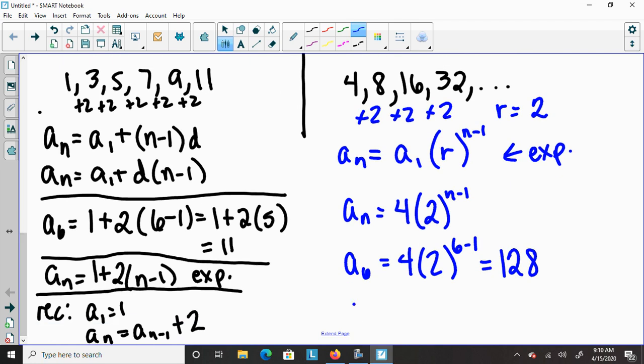And then the last thing, recursive. For this one, the first term that we see is 4. We always have to say the first term. And then any term that comes after that is the term that came before it times 2.